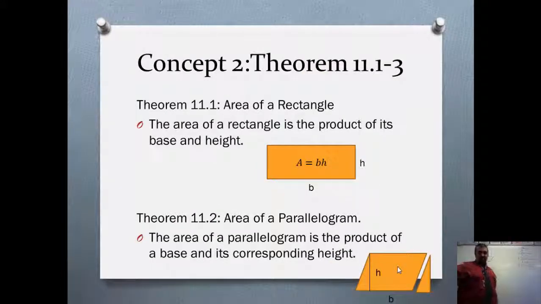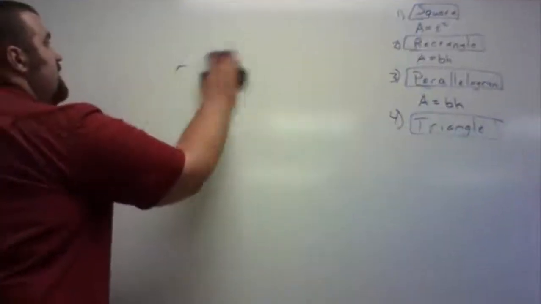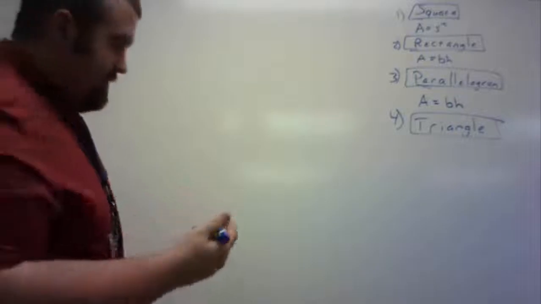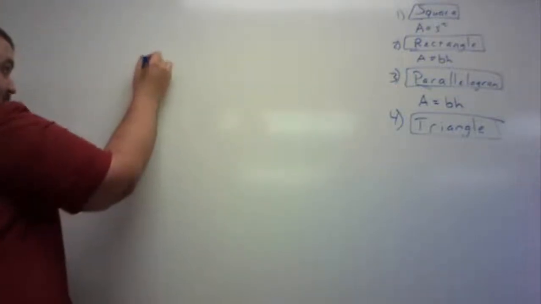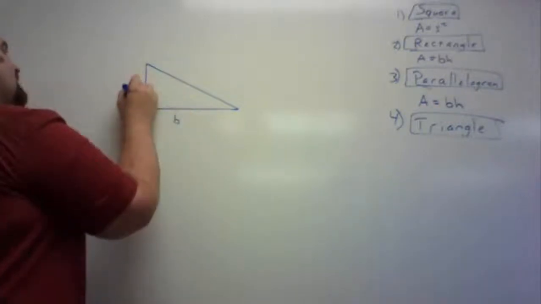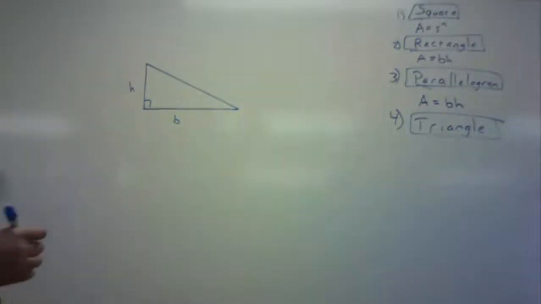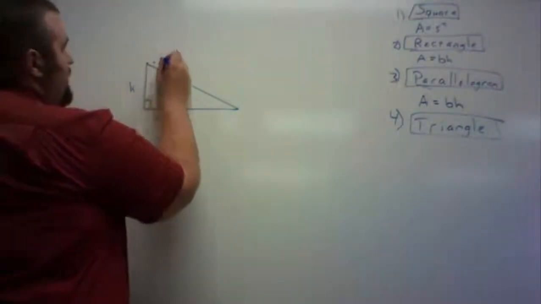And the last new formula for today is the area of a triangle. It's still base times height, but it's half. And here's kind of the justification why. If I had a triangle, let's just say a right triangle like this one. If I did base times height, well, that would be the area of my rectangle here.